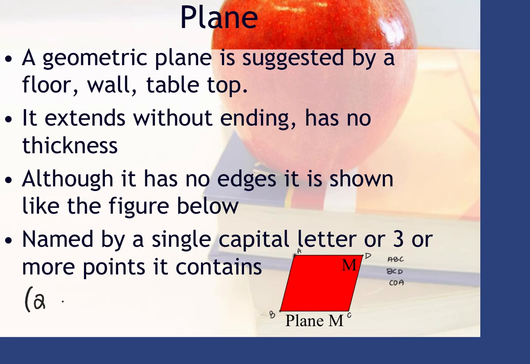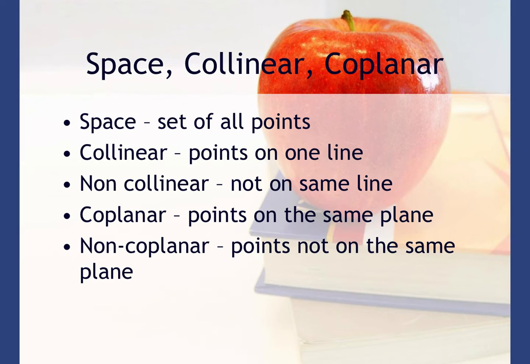And a plane has 2 dimensions. Okay, space, collinear, and coplanar. A space, or the space, is the set of all points. Collinear is defined as points that lie on one line. Non-collinear points do not lie on the same line. Coplanar means points on the same plane. Non-coplanar means points not on the same plane.